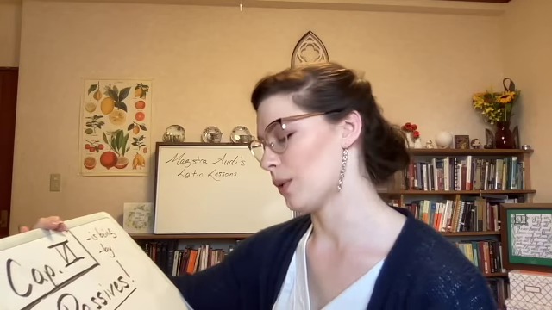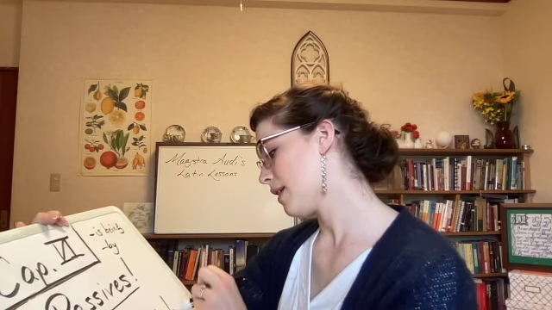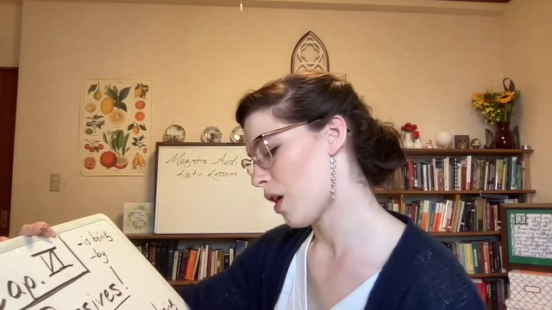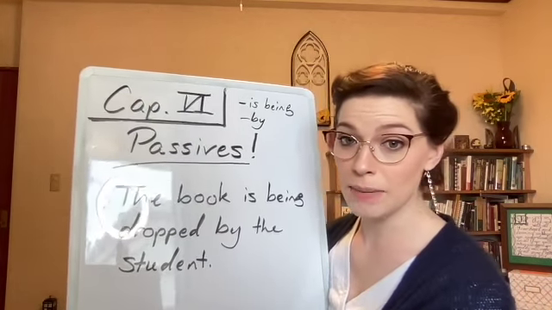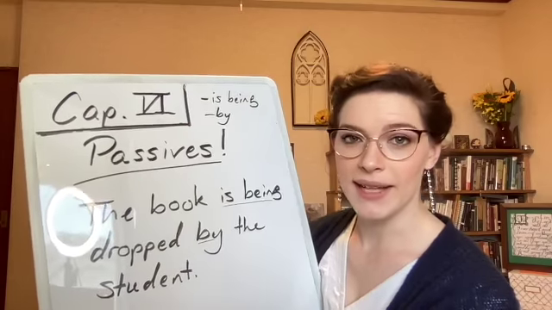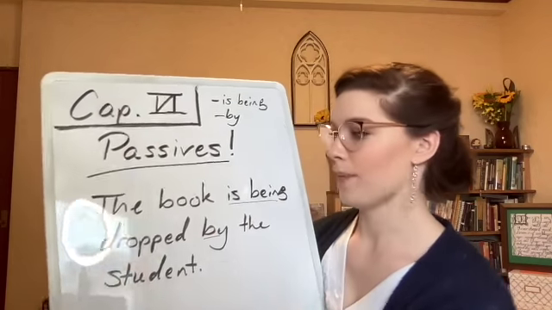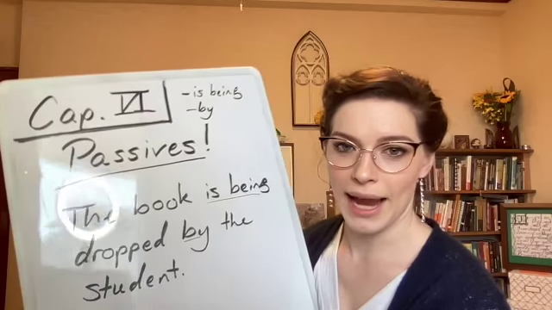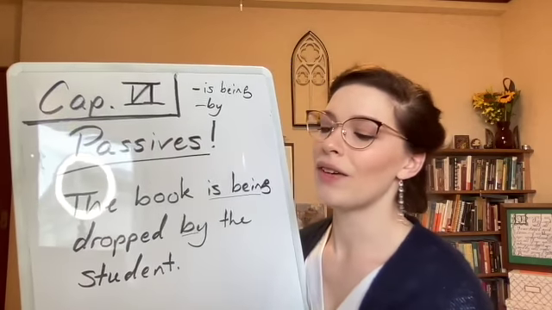All right. Let's do. The book is being dropped by the student. All right. So now it's a reversal. You guys have to write the active. This is the passive. The book is being dropped by the student. We know it's passive because it has is being and by. Now you have to make this active, which means these should not be in the sentence, right? Okay, so the book is being dropped by the student. Make it active for me. How would we say this actively, not passively? I'll give you a few seconds.